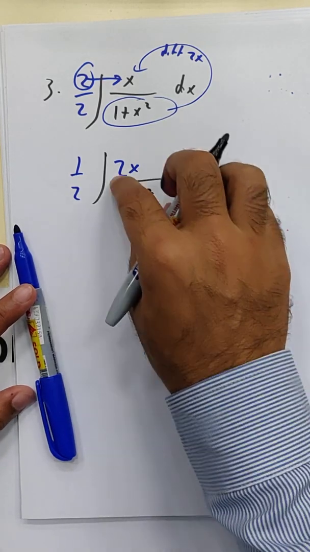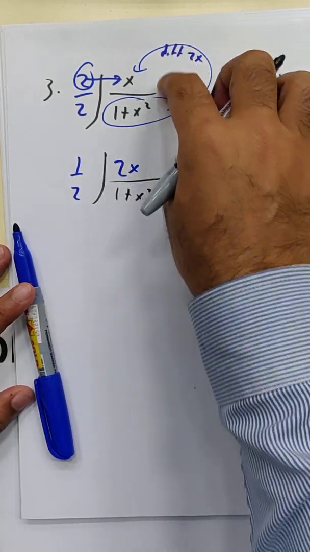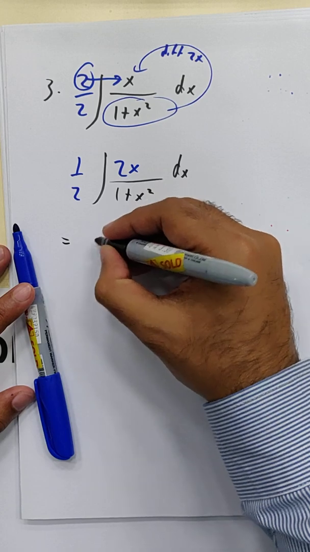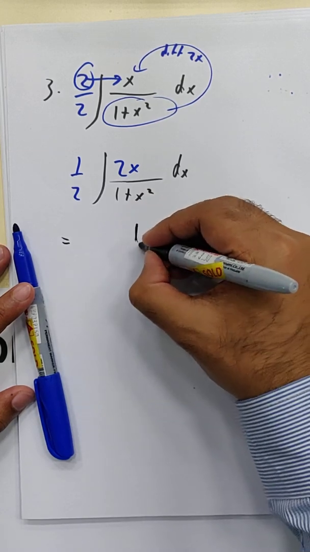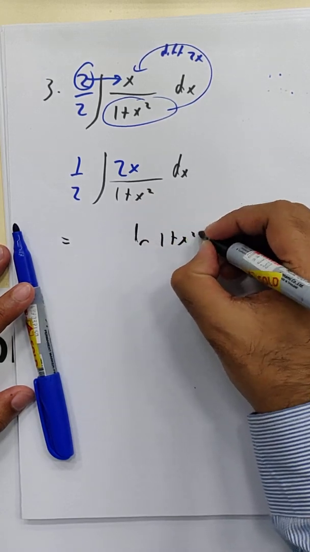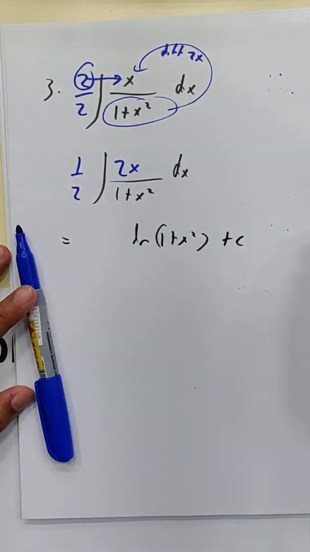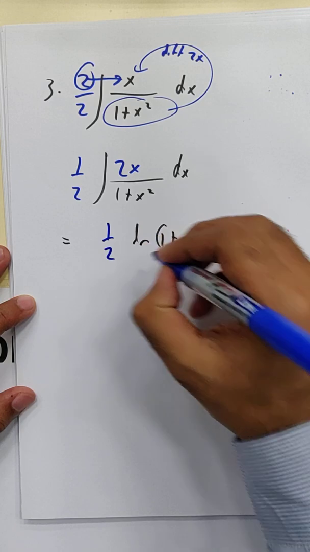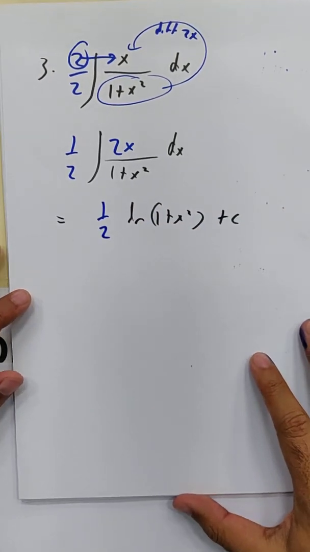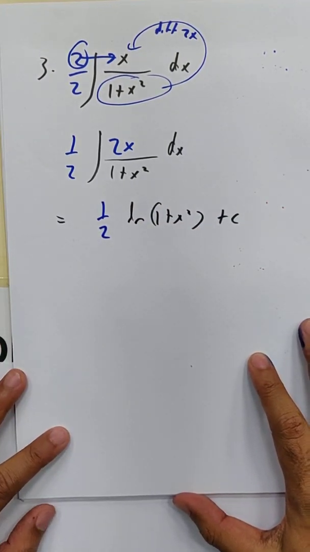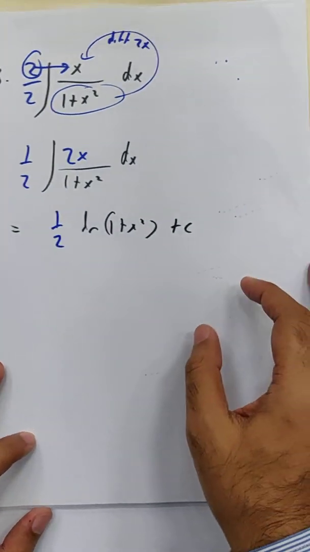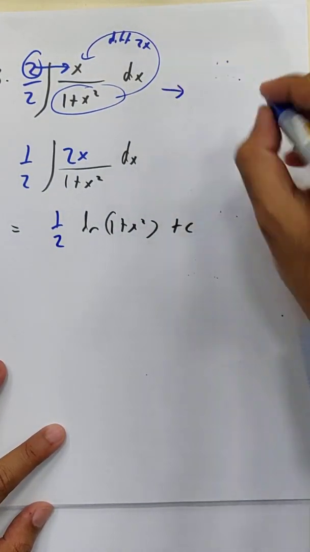So now if I differentiate the denominator, I get 2x, that's what we wanted. So I'll get straight away ln 1 plus x squared. If you differentiate the denominator and get the top, it means you get the ln, plus c, and of course this 1 over 2. Okay. If one day you become good at this, this is how I'll do the questions.